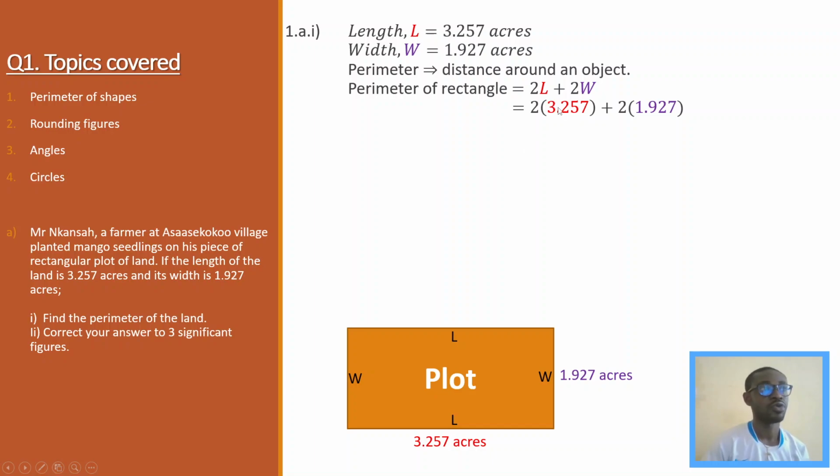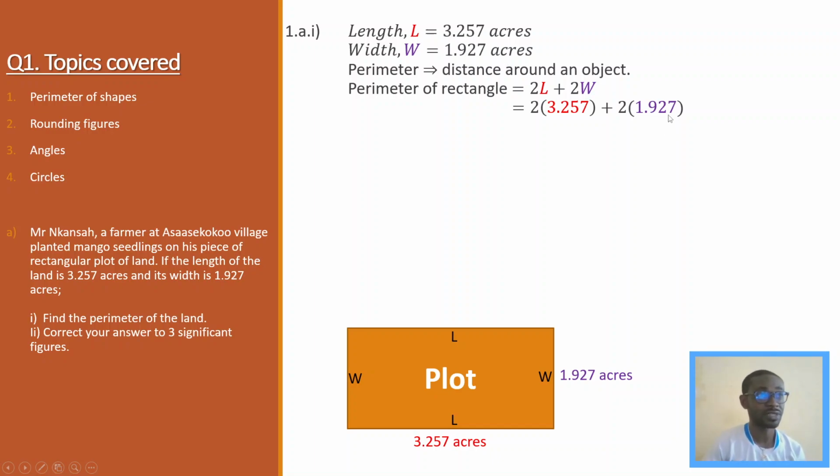So like I said, once we have our formula written down, all we have to do is substitution. Wherever I see L, I put the value of the L there. That is why I've placed it in brackets. You know that anytime we have a bracket, it means the coefficient is being multiplied by whatever is in the bracket here. So the L is what I've written in the bracket. That is 3.257 here. The same thing for the W, 2 times W. So wherever I see W, I write 1.927.